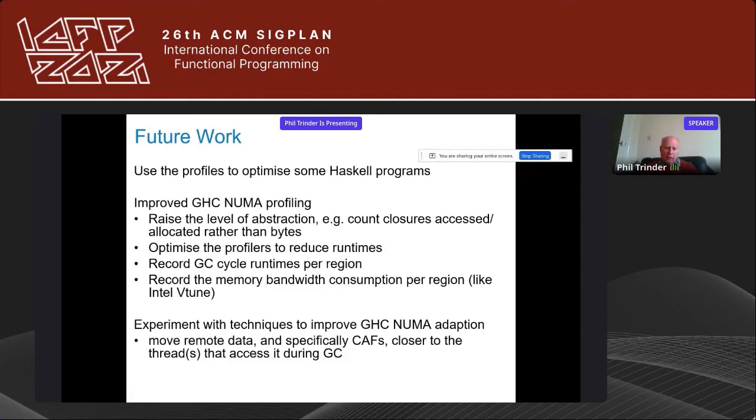But the long-term goal is to use what we've learned about how GHC is managing NUMA memory to do that better, and I'm quite ambitious. I think for Haskell it might be possible to get improvements of the order of 25% on a reasonably large NUMA architecture.